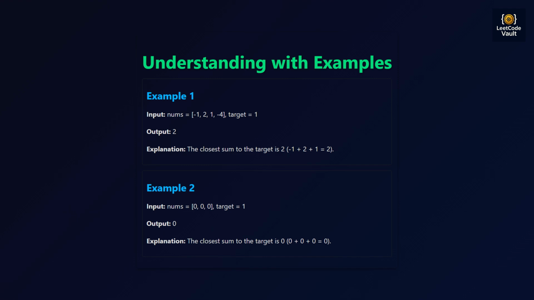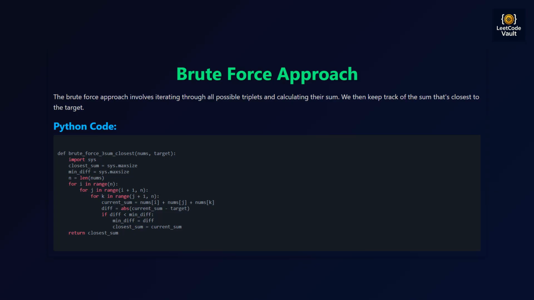Now, let's consider another example. nums equals 0, 0, 0, and the target is 1. In this case, the closest sum to 1 is the sum of the 3 zeros, which is 0. Understanding these examples is key before we jump into solving the problem. These examples highlight different scenarios we need to consider in our algorithm, such as handling duplicates and negative numbers effectively. Let's see how we can tackle this systematically.